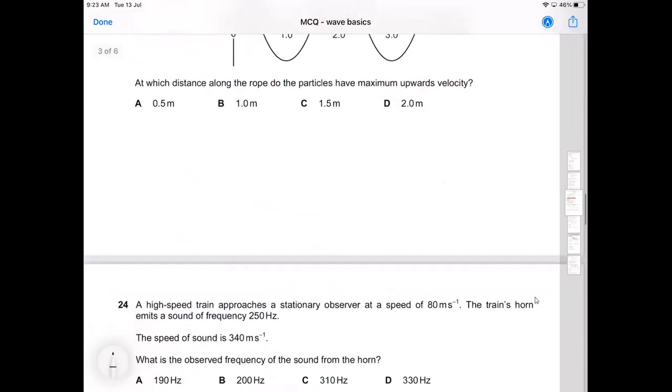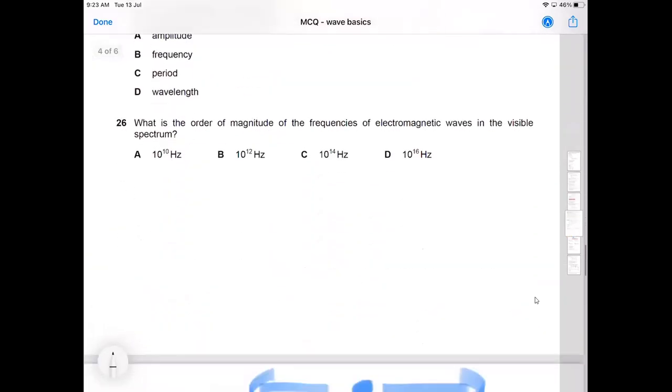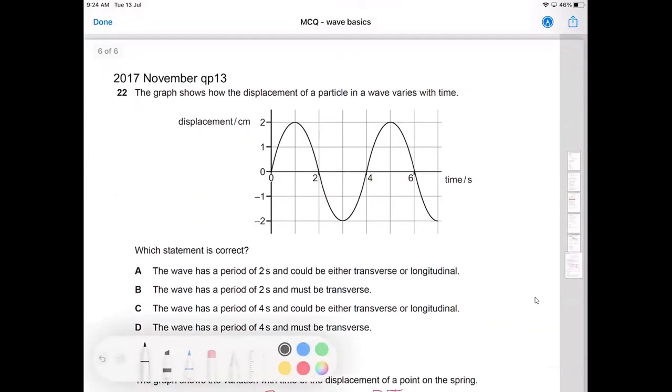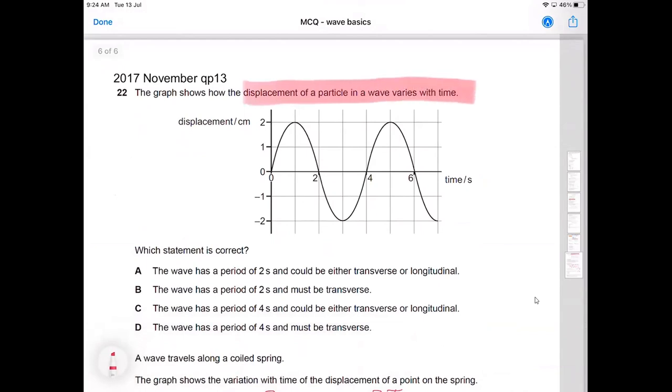Cool. Then there's one last question that Stefan asked at the end, and then I told him that I had a different question I wanted to focus on. It's this one over here, and it says the graph shows the displacement of a particle of a wave, and then it says which statement is correct. You can work out the period and stuff yourself, but on the question of whether it can be either transverse or longitudinal, I'll give you the answer. It could be transverse or longitudinal, because remember, it's not the wave itself, it's the function of the displacement.